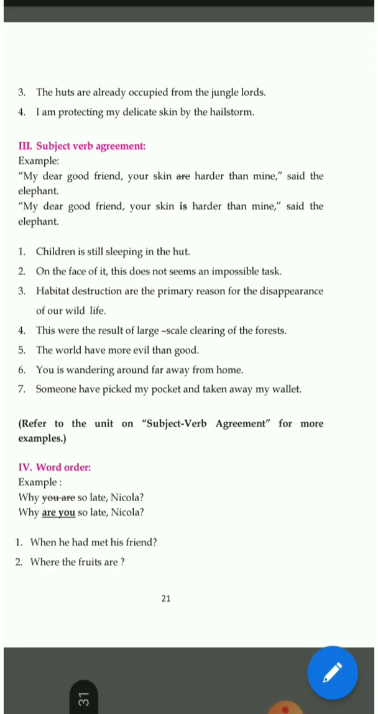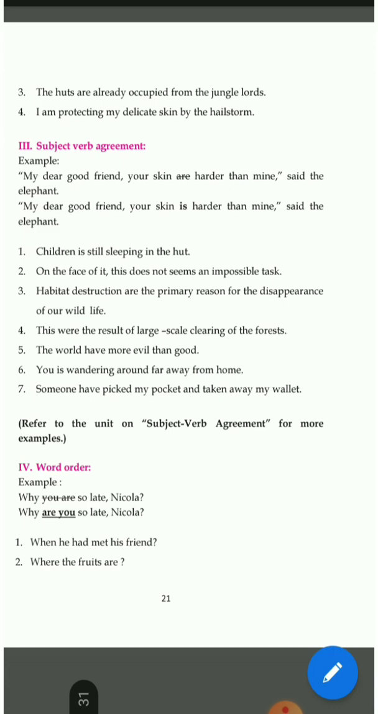Next one. The world have more evil than good. Again, the world has to be considered as singular. So it has to take has. The world has more evil than good.